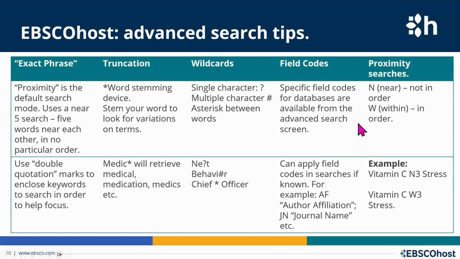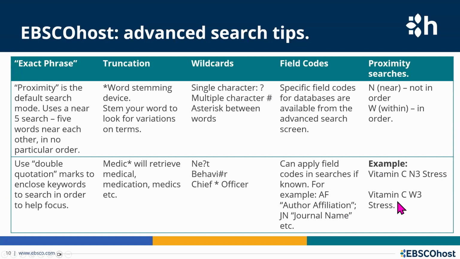And then my last example over here is proximity searching. This is where we could use our uppercase N for a near search and our uppercase W for a within search, and then we would specify our precision distance. So in this case, I'd be looking for vitamin C near 3 words of stress in no particular order.